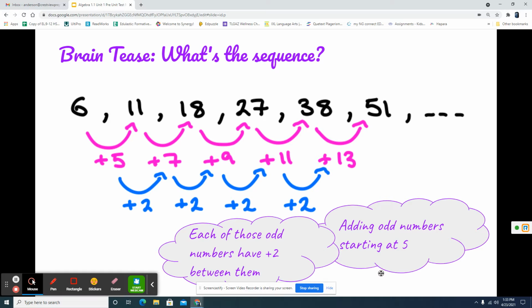So you're adding an odd number to each one of these numbers in the sequence. But between each odd number, starting at 5, you're adding 2. So the pattern can be multi-layered.